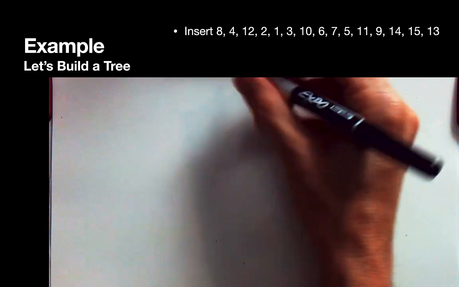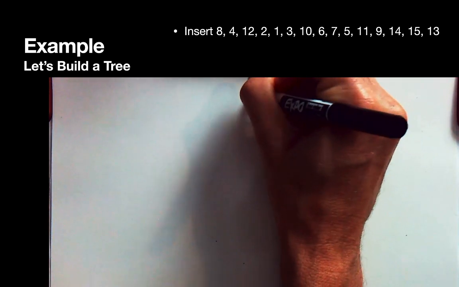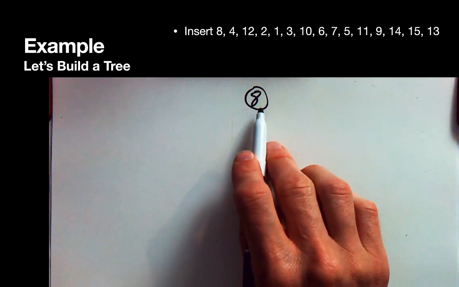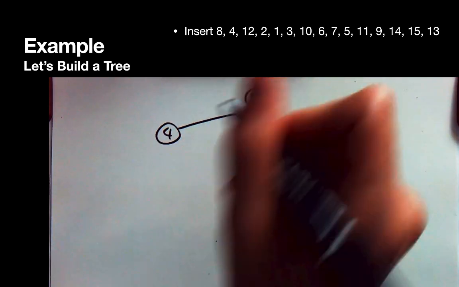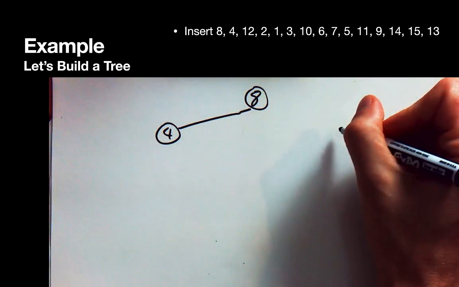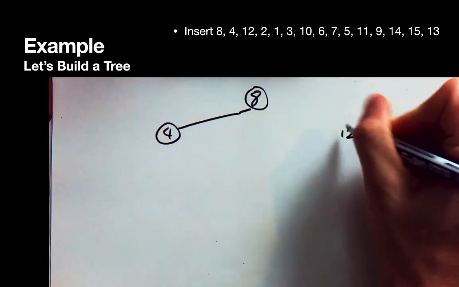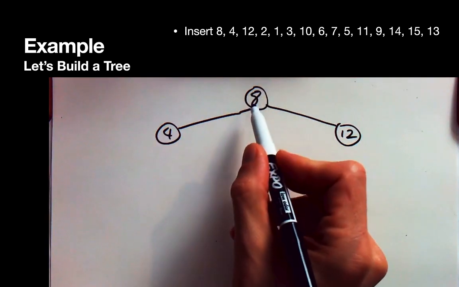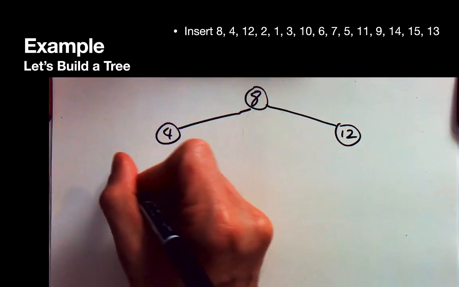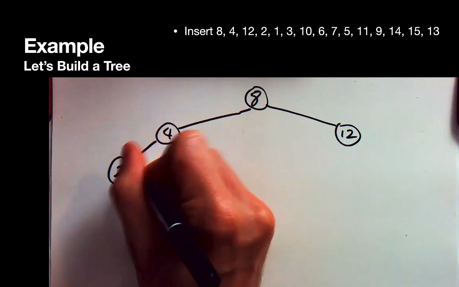So I'm going to go ahead and build my tree. First off, I'm going to insert an 8. And then a 4 comes before 8, so that'll be to the left of the 8, so we'll insert that. And then a 12 comes after the 8, so that'll be to its right, so we'll go ahead and insert that. Next up, we have a 2, so that's before the 8, before the 4, so over here.